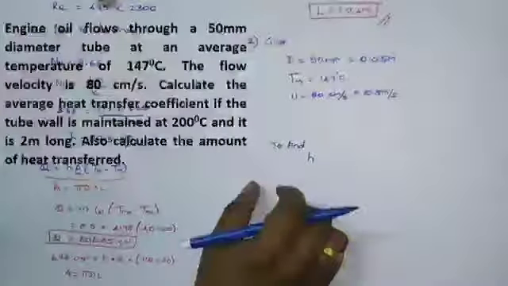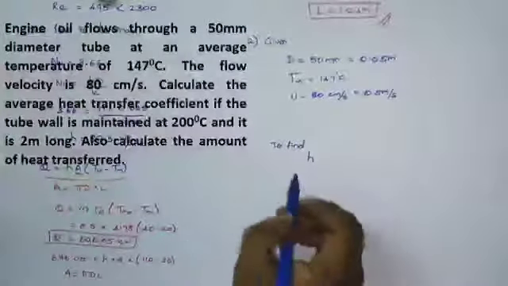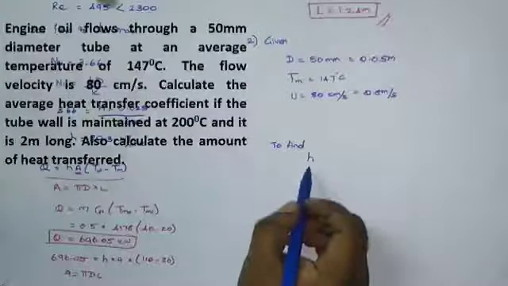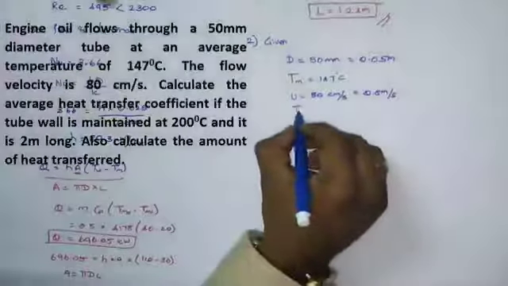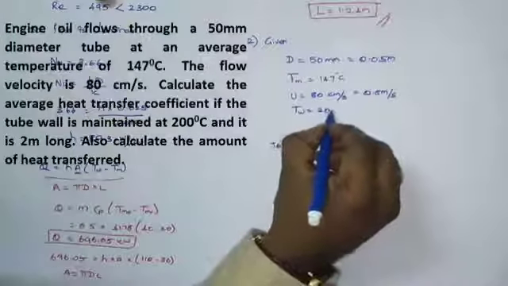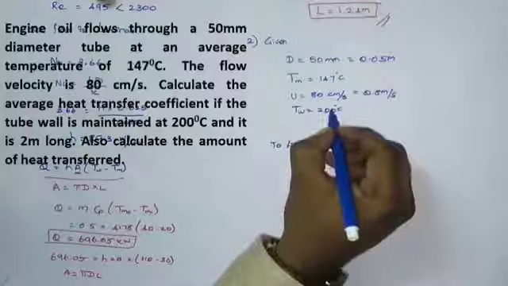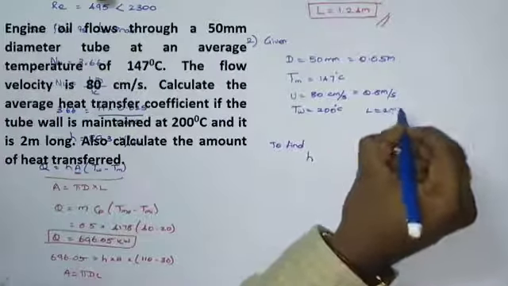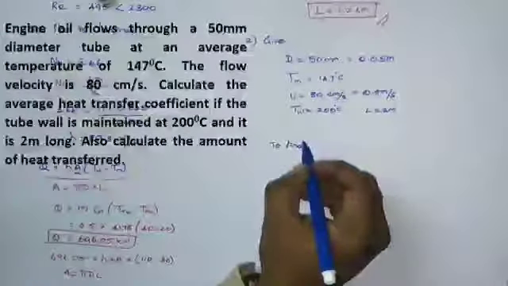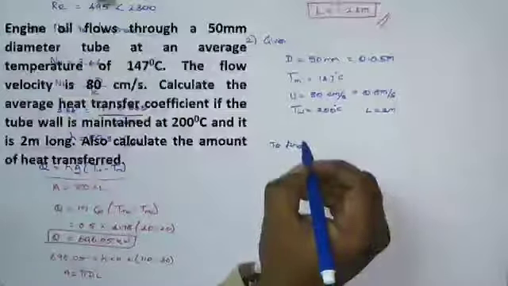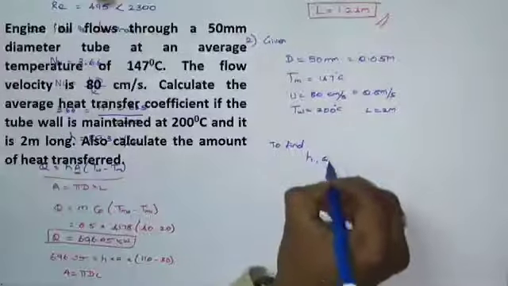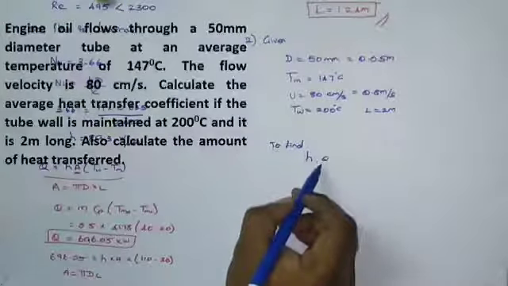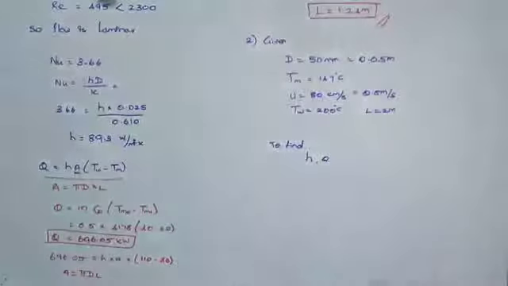Calculate the average heat transfer coefficient h, and the tube wall is maintained at 200 degrees Celsius. So tube wall temperature equal to 200 degrees Celsius and it is 2 meters long. So length equal to 2 meters. Also calculate the amount of heat transferred. So you have to find the value of the average heat transfer coefficient and the heat transfer Q. These are all the given data.